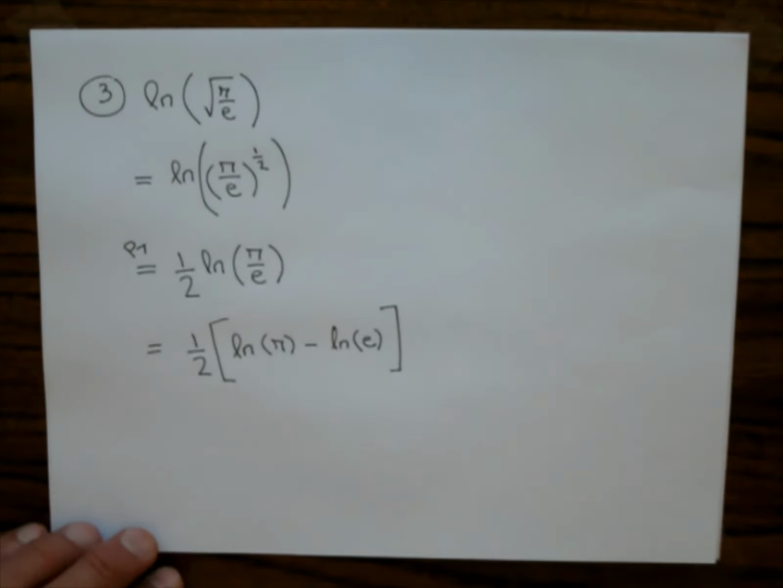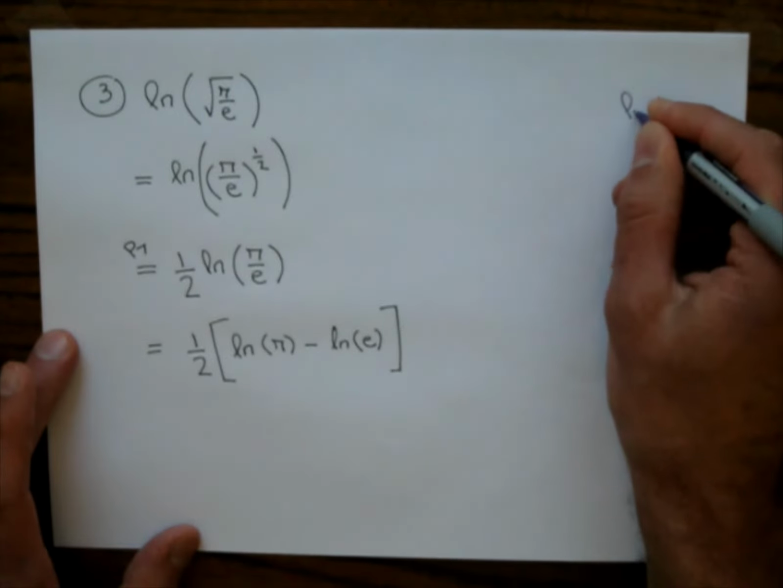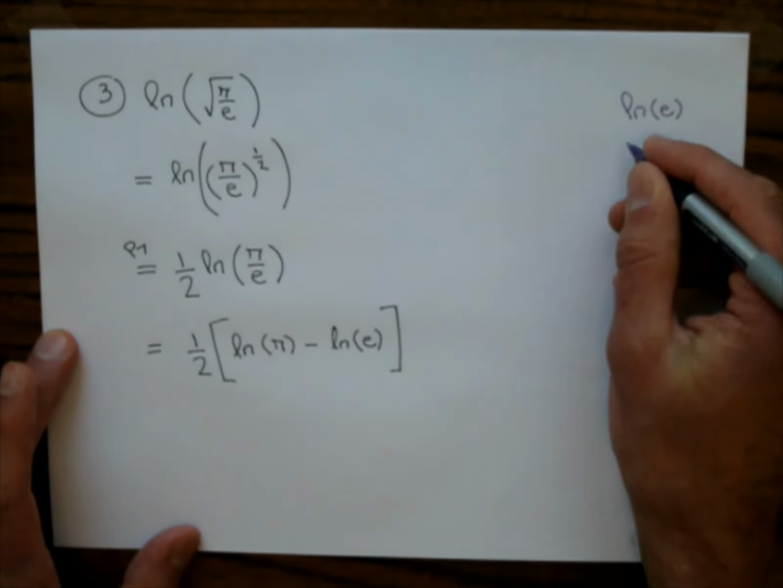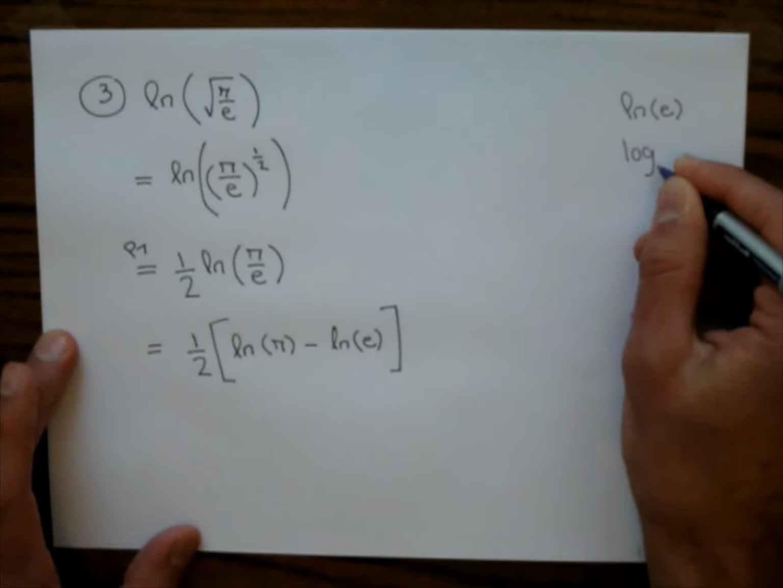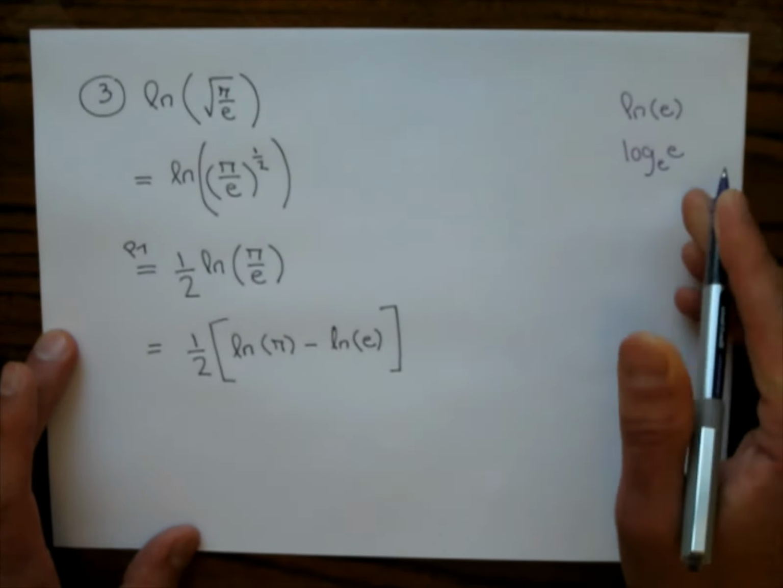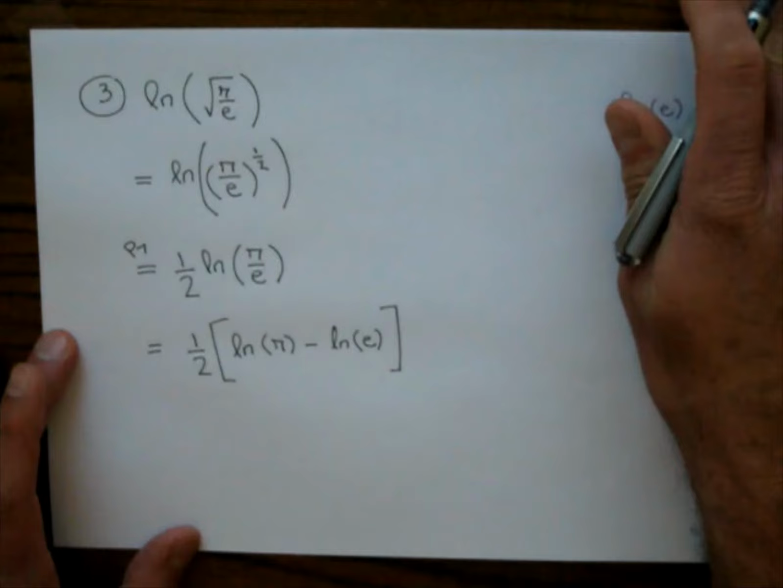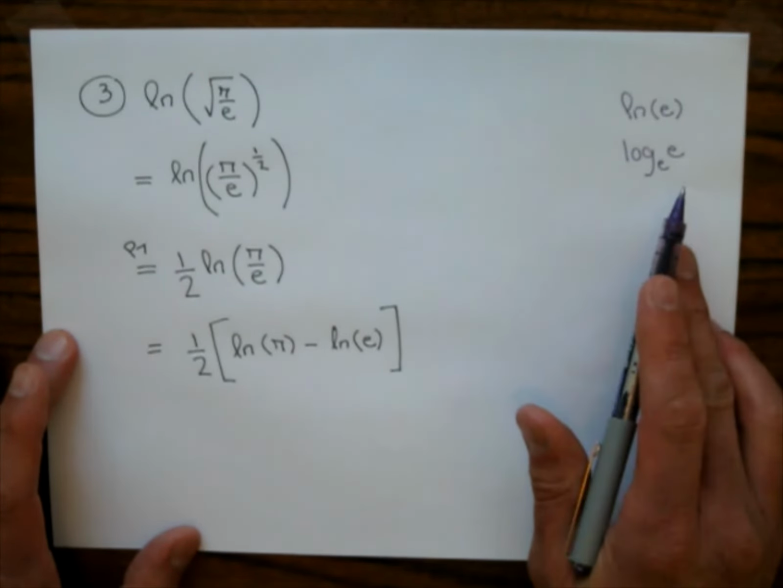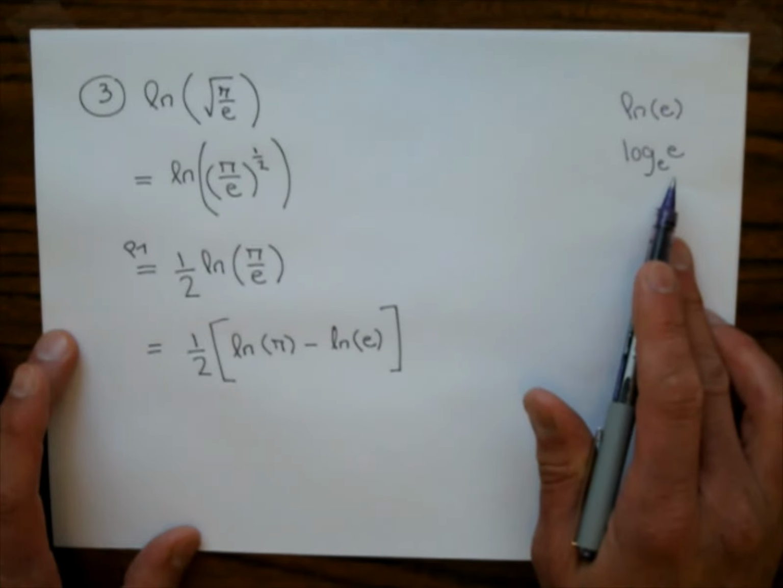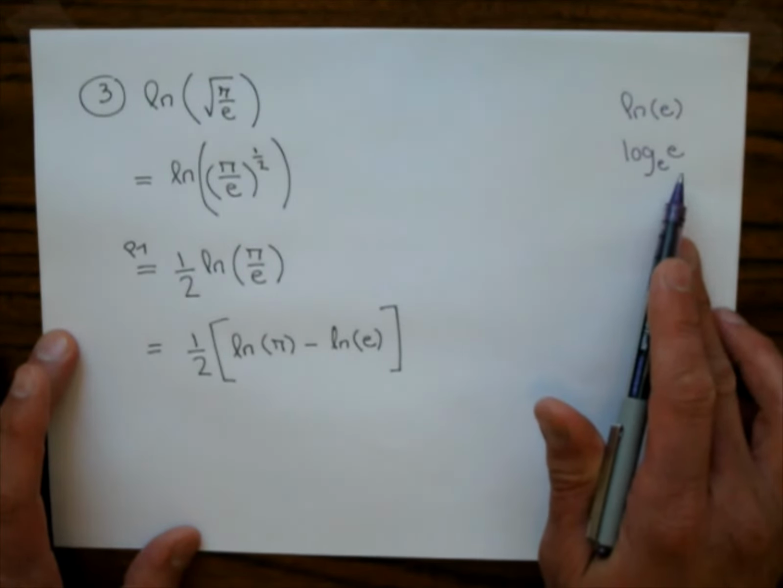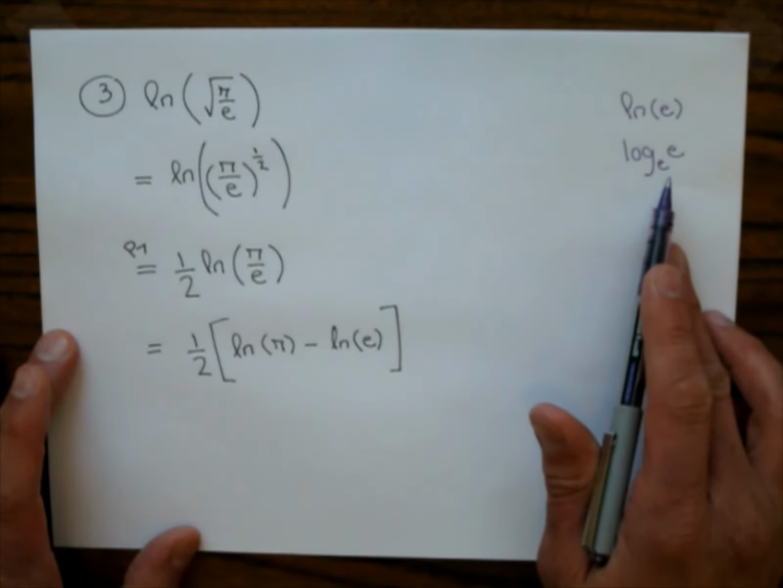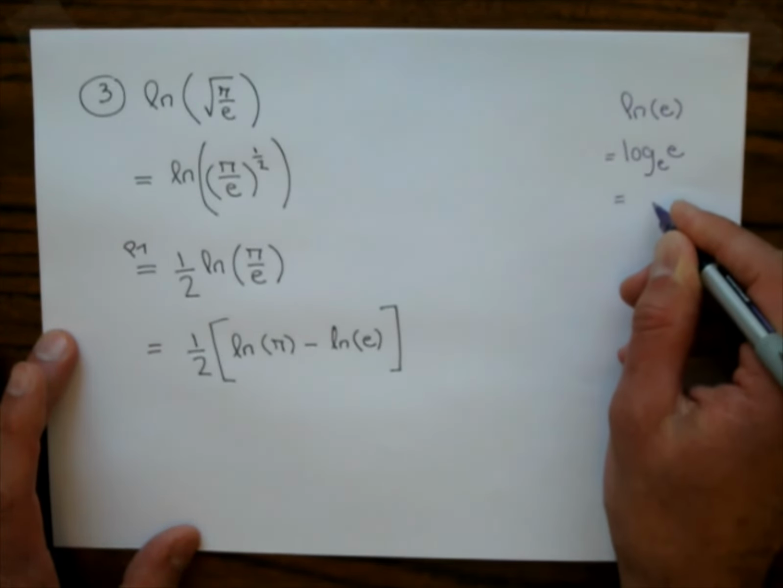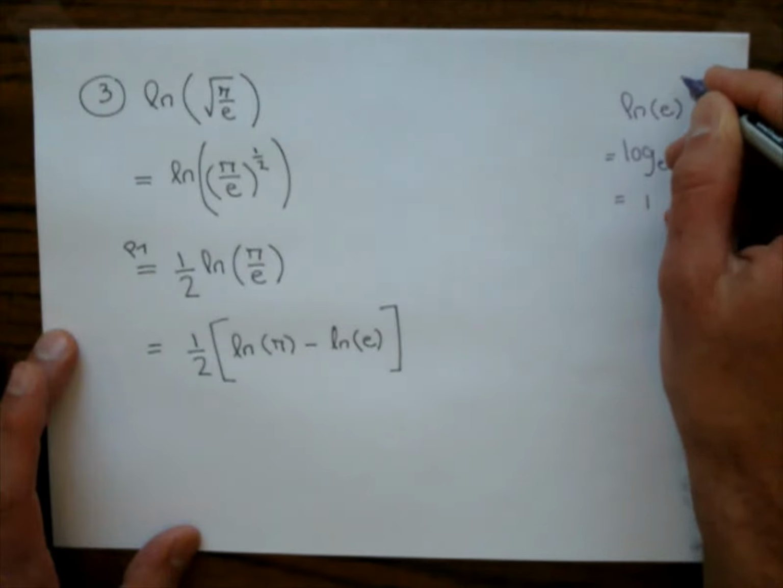Okay, so notice we have ln e, which has a base of e. So this is log base e of e, and using property 2, where log base b of b is 1, or you can just set this equal to w and say e to the w equals e, you end up getting that this thing equals 1.